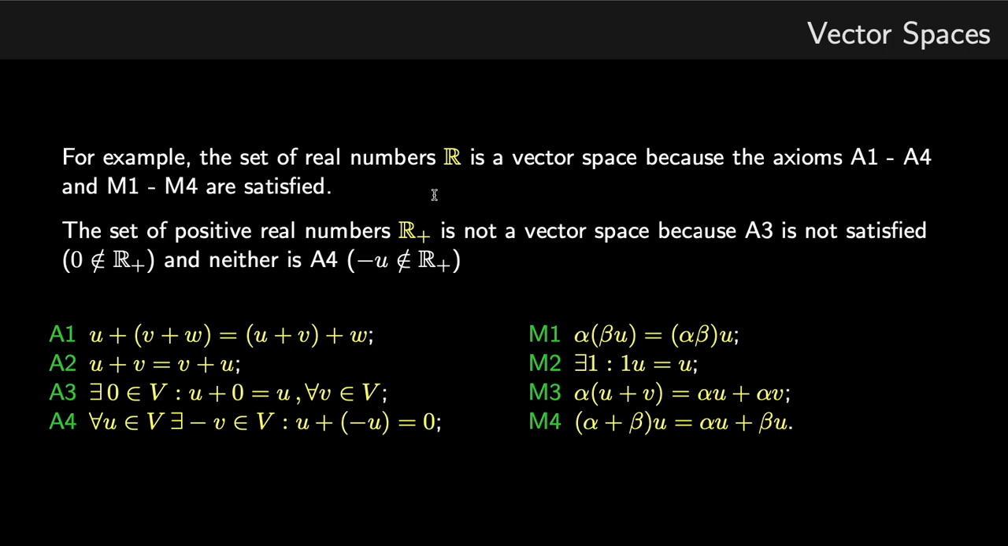If we were to take the positive real numbers, so that's any real number greater than 0, this is not a vector space because it doesn't satisfy all of these axioms. For example, 0 isn't a member of R+, so A3 is not satisfied; there doesn't exist an additive identity element. If we look at A4, that's also not satisfied. So all of these axioms need to be satisfied for it to be a vector space.